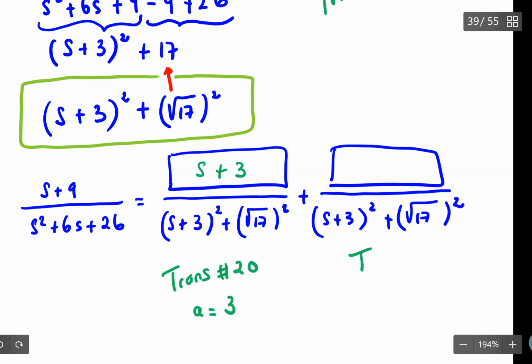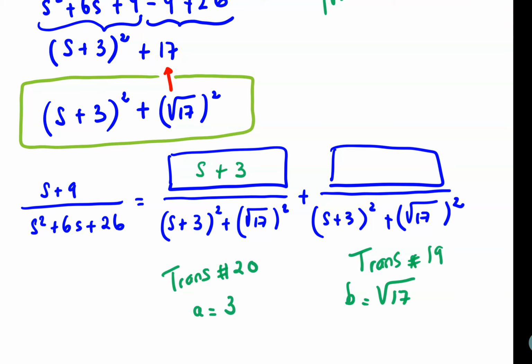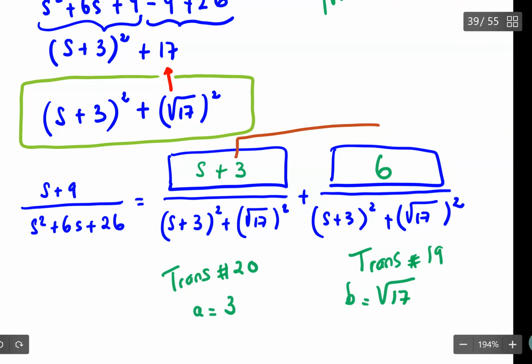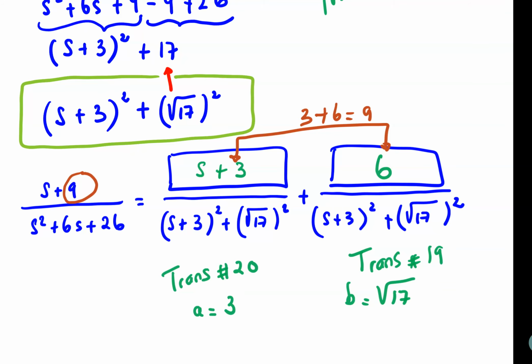Okay, so I'm going to use transform number 19 for this fraction. b is equal to square root of 17. However, I cannot write square root 17 just yet. I have to write 6. The reason for that is, if you take 3 plus 6, you have 9. So 3 plus 6 equal to 9, which must be equal to your original numerators, which is s plus 9.